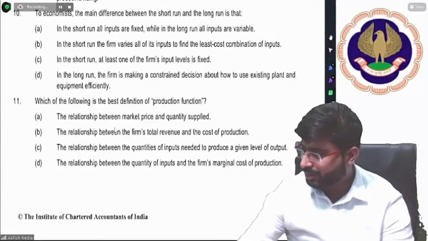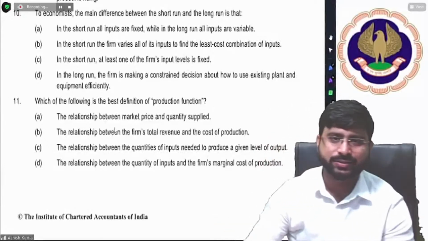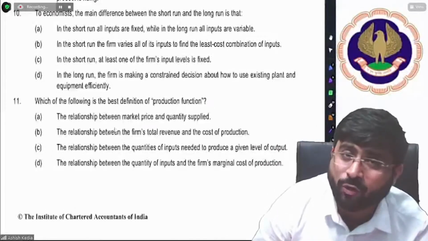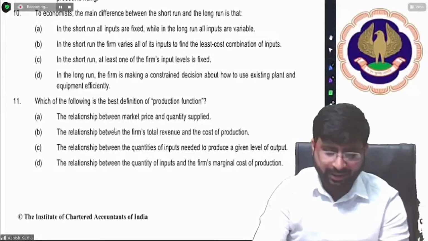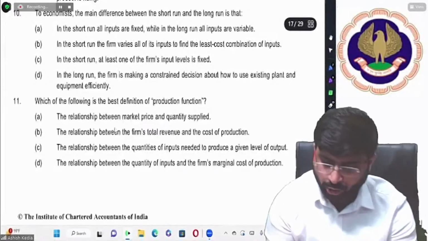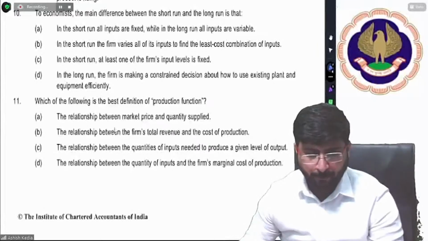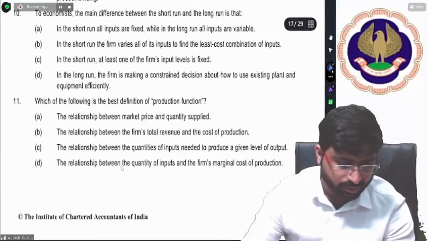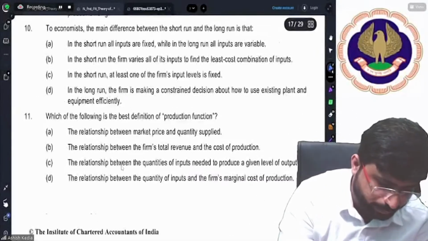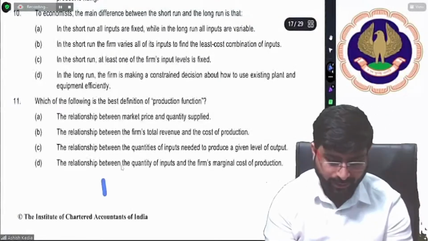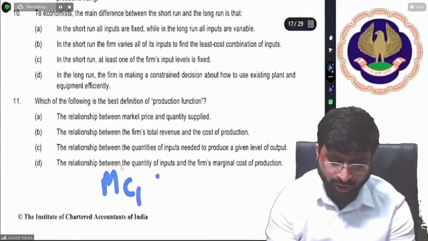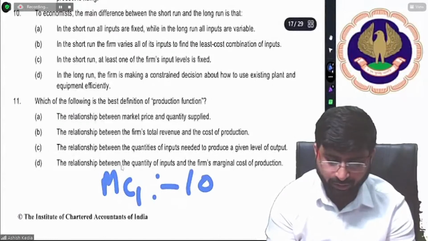Absolutely. You all are absolutely correct. Returns to a factor. Another question from cost, a numerical question from cost I'll give you. So please, pay attention. My thing is very simple. I'm telling you one simple thing. Pay attention.